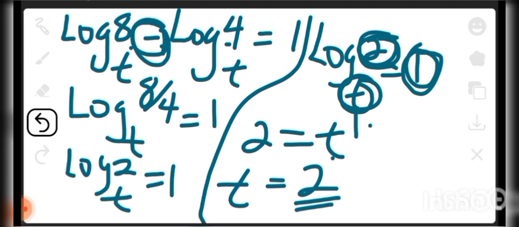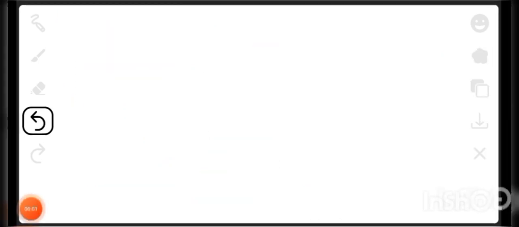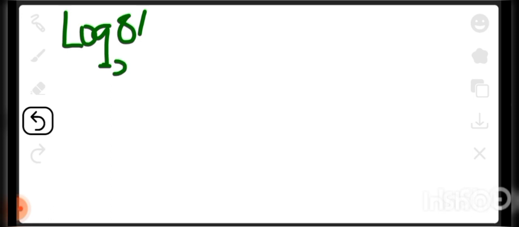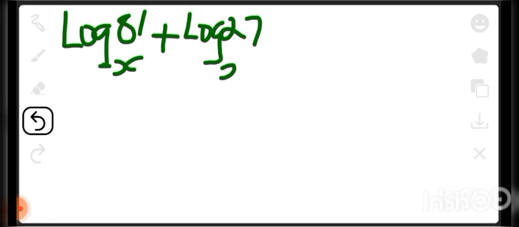Now let's look at more questions. All right, now let's look at this question. Log 81 to base x plus log 27 to base x cubed is equal to 2.5. What will be x? That is the question now.